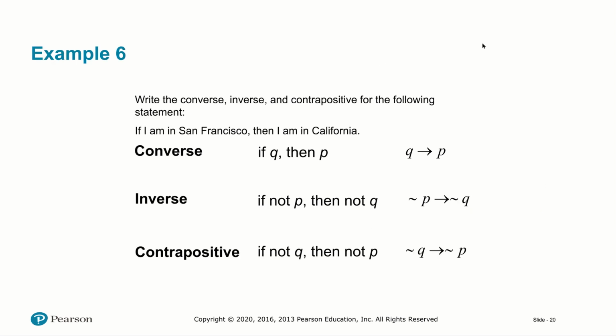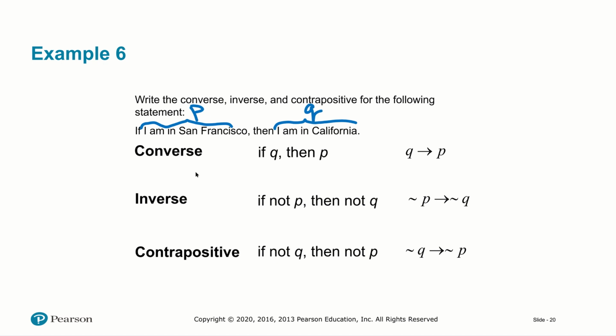So here we want to get a little bit of practice with these new concepts. We want to write the converse, inverse, and contrapositive of this statement: If I am in San Francisco, then I am in California. All right. So let's think of that as the P, and the I am in California part becomes Q, right?